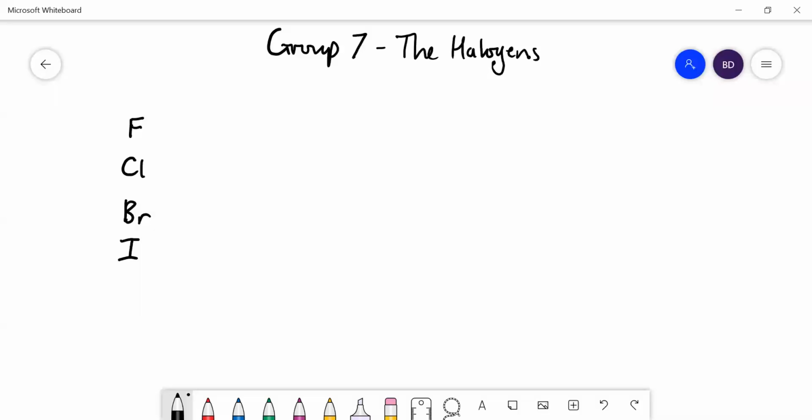Okay, group 7, the halogens. Now, I don't want to spend too much time doing the really basic stuff. Of course, they all exist as diatomic molecules. So this is fluorine. I've never seen it because it's very difficult to work with, to get enough of it to see. Apparently, it's a pale green gas or pale yellow gas.